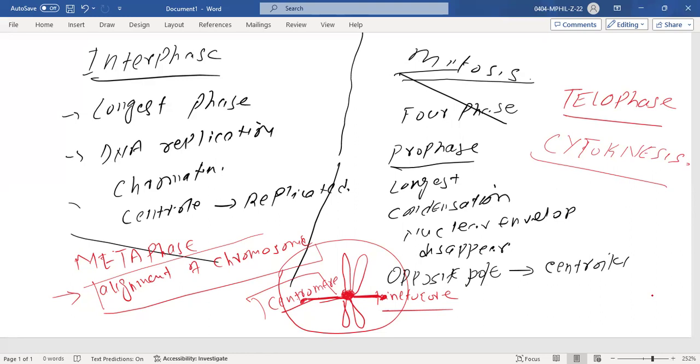What's going on in cytokinesis? Cytokinesis is the division of what? Sir, the cell cytoplasm will divide. That will convert into how many cells? Two cells, two daughter cells. What do we call them? Daughter cells. And this leads into the G1 phase of the interphase.